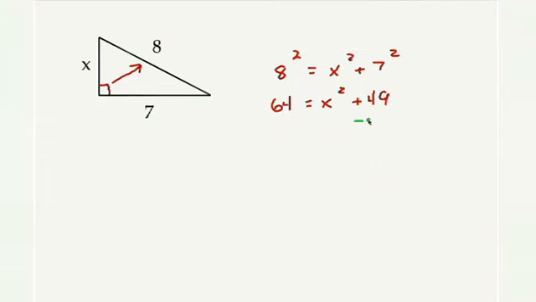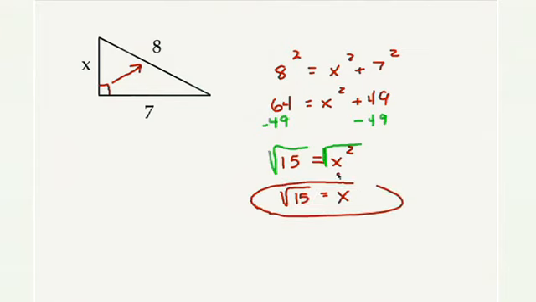Now, subtracting 49 from both sides gives us the following equation. 15 equals x squared. And again, using the square root property, we can square root both sides because we are solving for x, not x squared. We end up with the final answer of x equals the square root of 15. You might ask, why the square root of 15? Go back to that perfect squared list and you'll find that there are no perfect squares that divide 15.